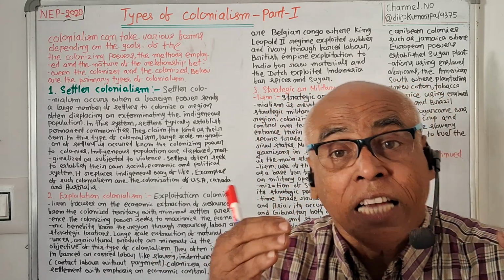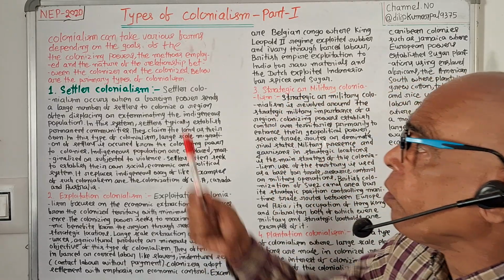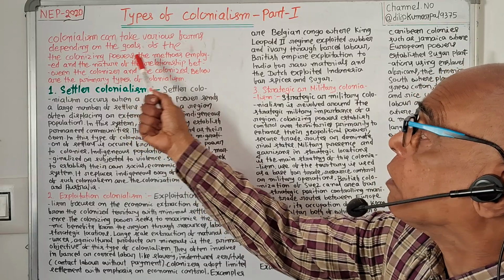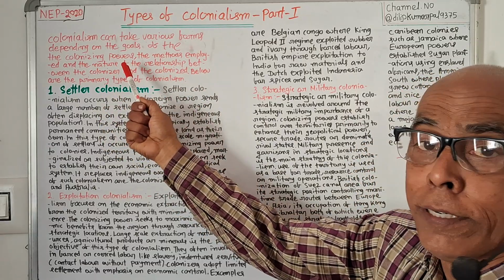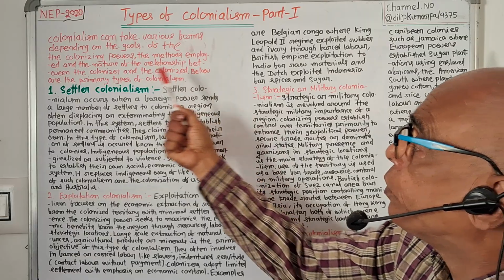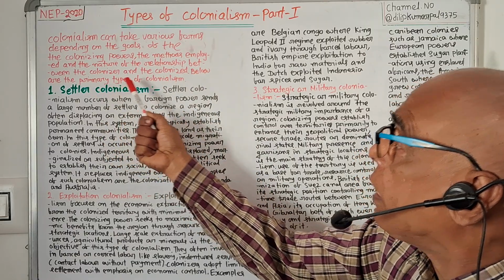Let us start. Types of colonialism. Colonialism can take various forms depending on the goals of the colonizing powers, methods employed, and the nature of the relationship between colonizer and the colonized.